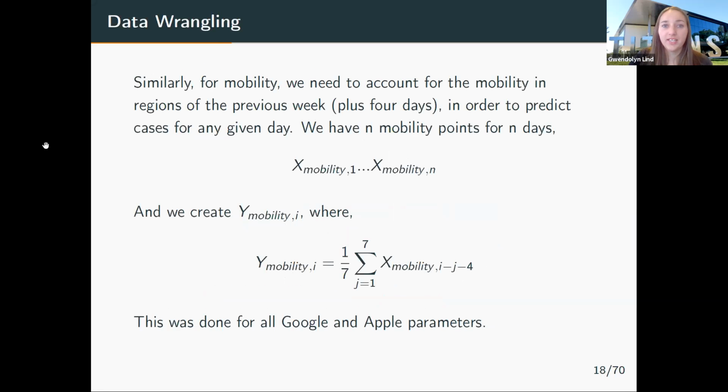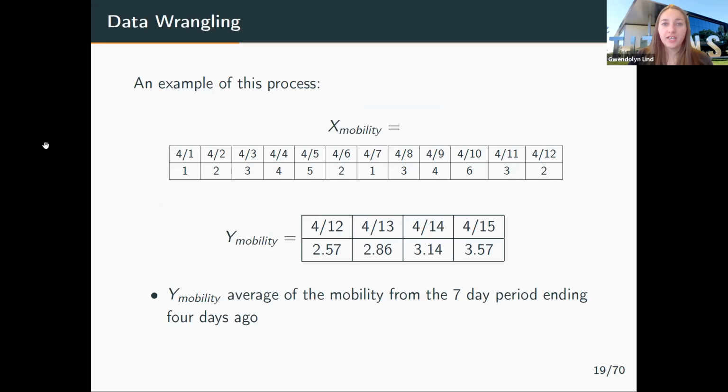For mobility data, since we do not know which days people are infected, who's infected, and where they travel before they develop symptoms, we use the same approach. Using the naive approach, this is taking the averages of all the parameters in the data set for the 7-day period ending 4 days ago. So with this example, again, it is very similar to the idea for the cases, but for the mobility data, we are taking the averages of the 7 days. For 412, again, we are summing up the mobility data, which in this case equals 18, and then dividing it by the number of days, which is 7.